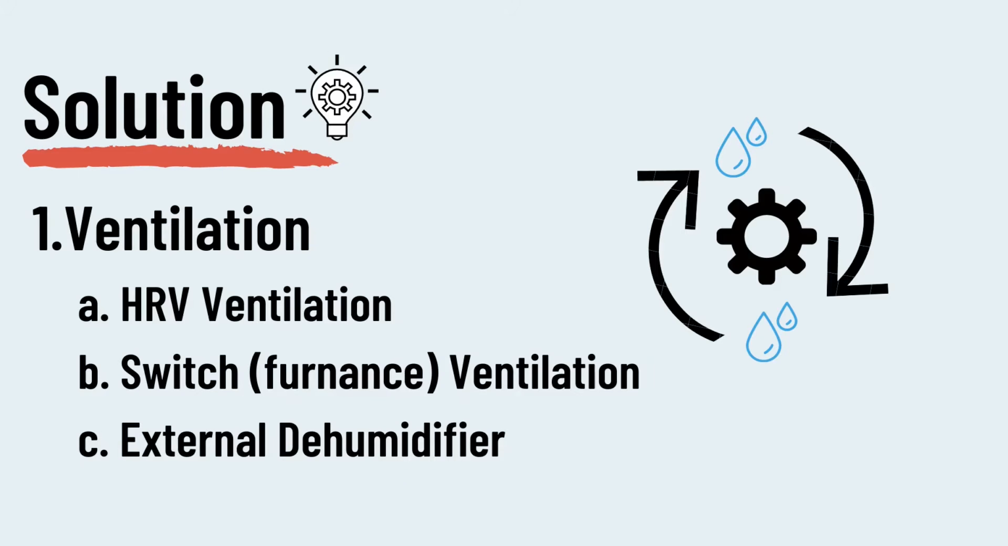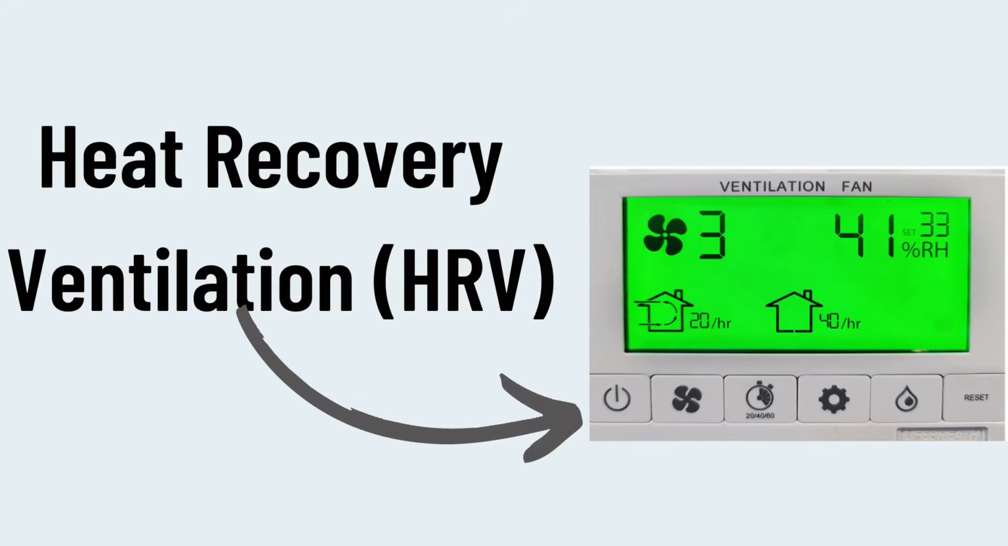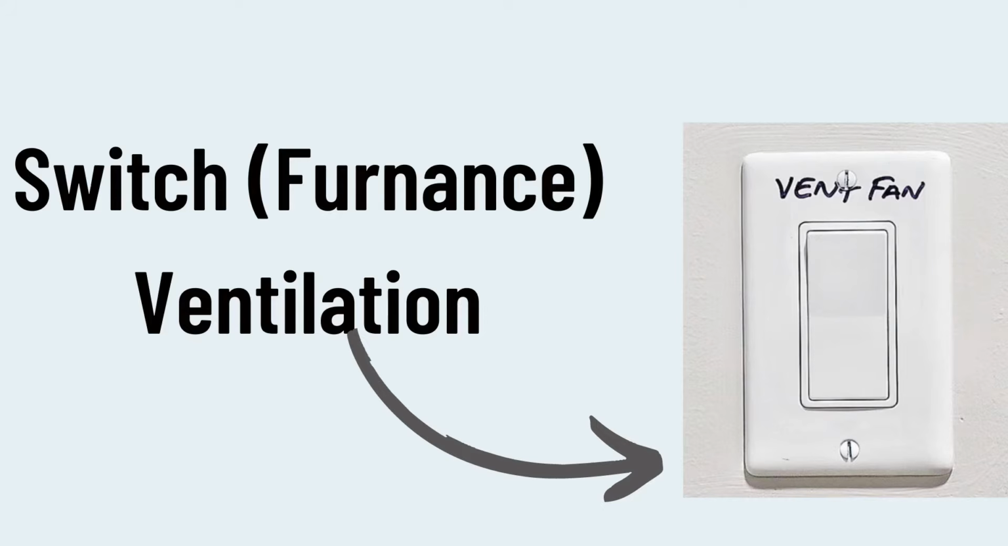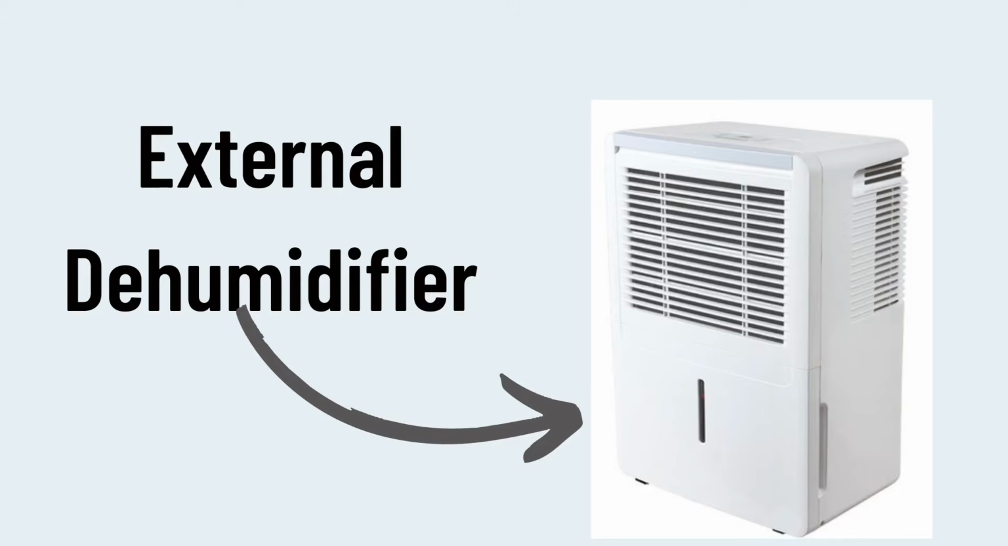Now if we talk about proper ventilation, there can be multiple ways that you can ventilate your house. First is your HRV system. If your house is newly built in recent years, there are chances that you will have an HRV system. The second option is a ventilation switch right by your thermostat. The third option is using a dehumidifier. You can buy it from any hardware store or order it from online websites, and you can use that option as well.